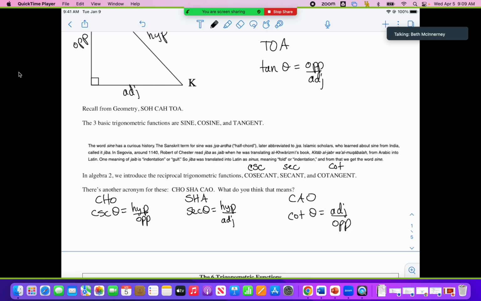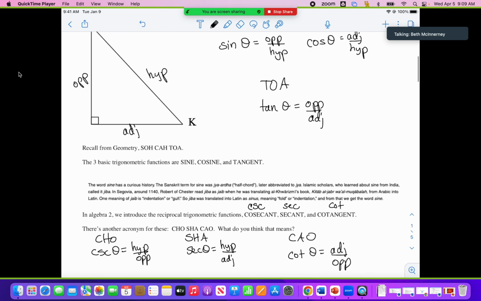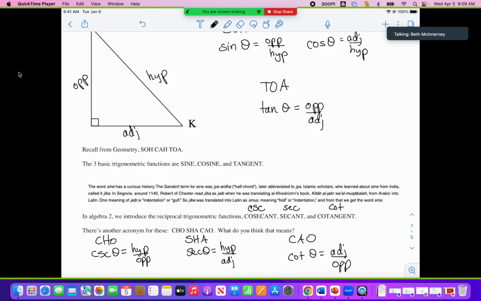Look at our SOHCAHTOA. And I want you to look at our CHO-SHA-COW. I don't know if that'll stick or not, but I saw another teacher used it, so we're going to give it a whirl. What do you notice about SOHCAHTOA and the new ones? There's a connection in partners here.